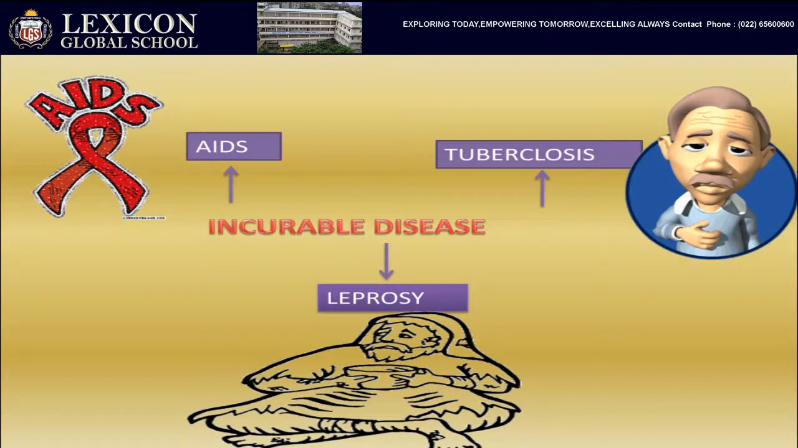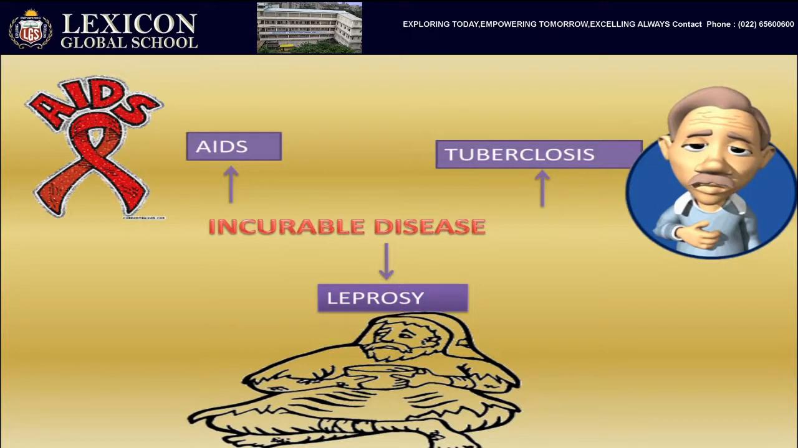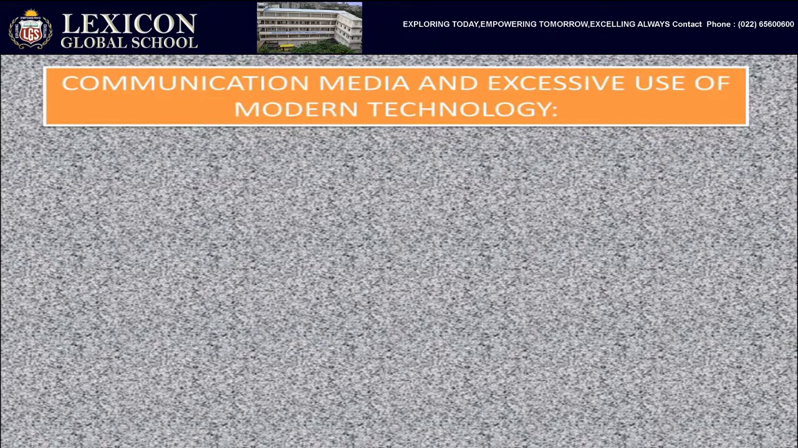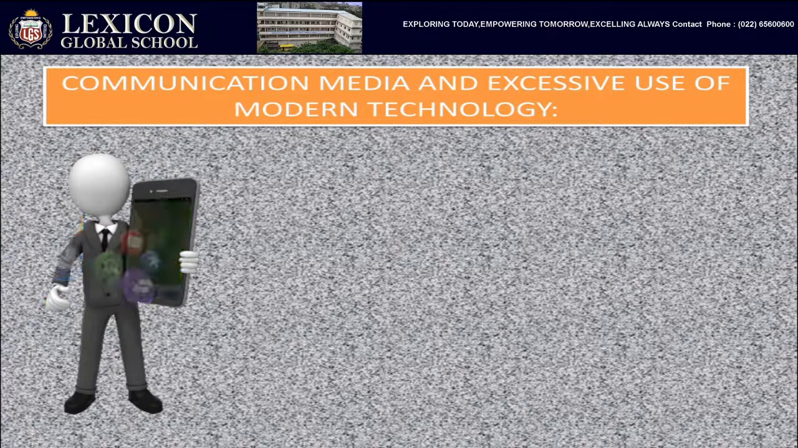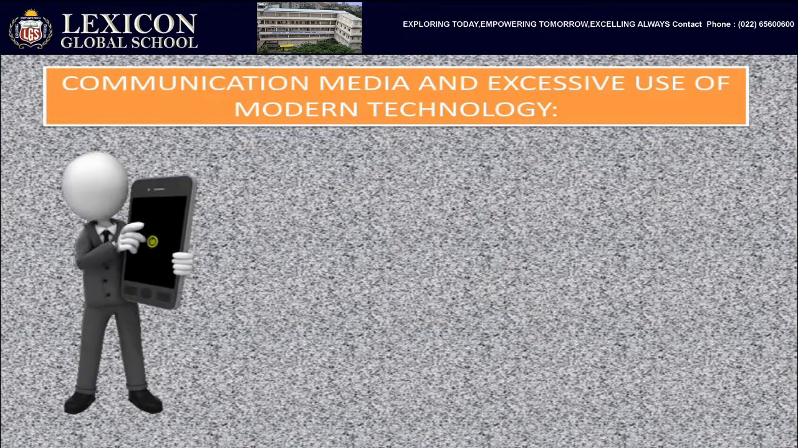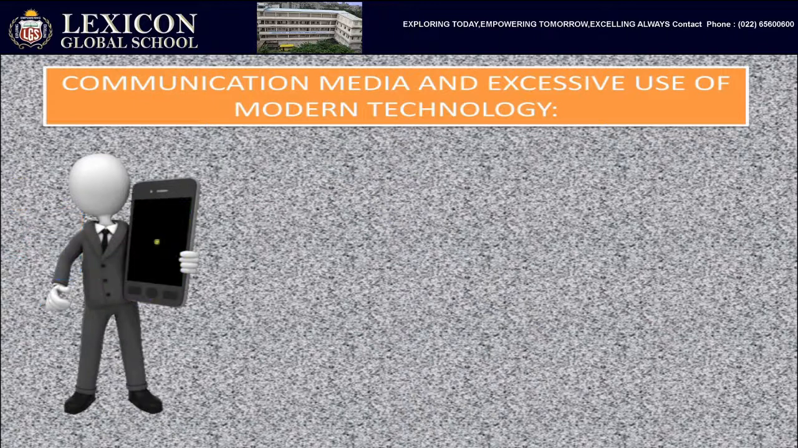So, we have completed the factors that affect social health. Now, we are going towards technology. How modern technology and communication media has created a lot of problems in our society. Communication media and excess use of modern technology. Modern technology and communication media have drastically changed the lives of people. Mobile phones have become an addiction that can endanger the social health.